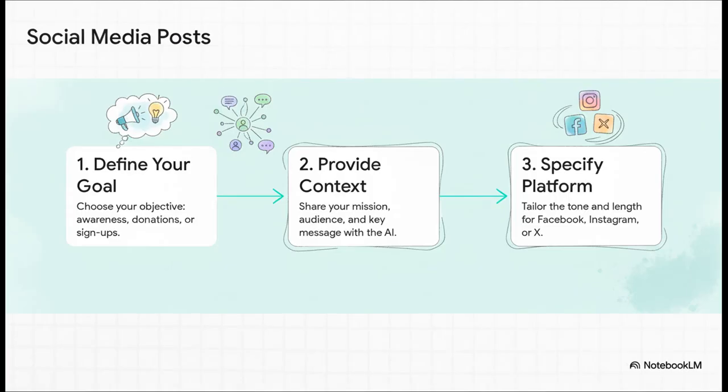And that same exact logic works for social media. If you want great results, you have to give the AI a great starting point. So first, what's your goal? Are you trying to raise awareness or get donations? Second, give it the context. Who are you? What's the message? And finally, tell it the platform. You know, an Instagram caption is way different than a post for LinkedIn.